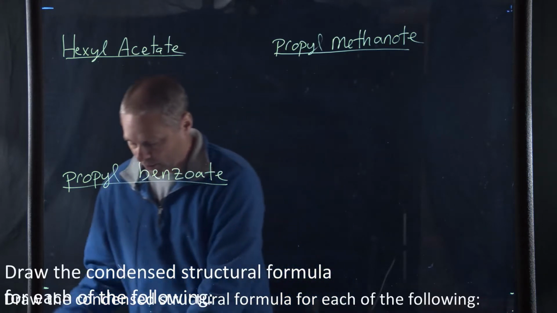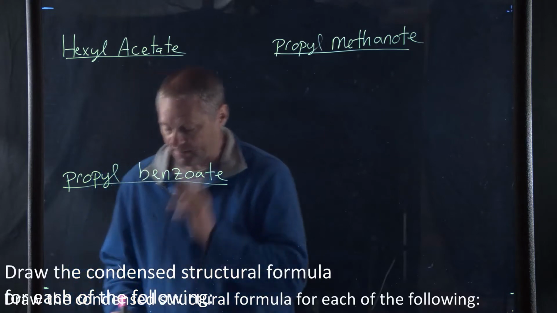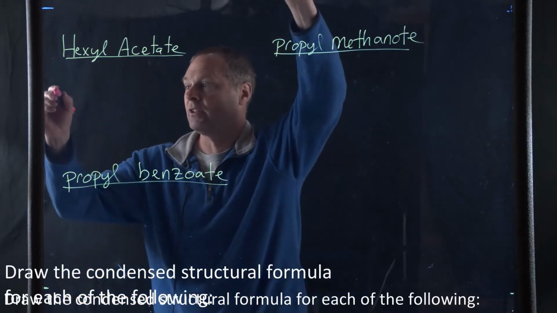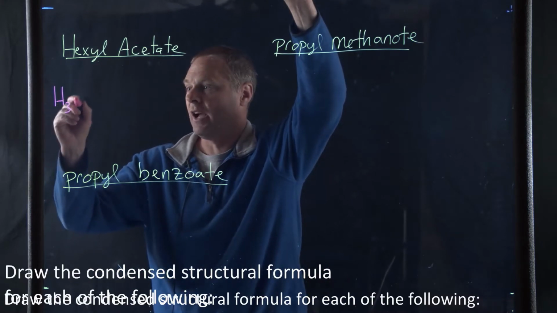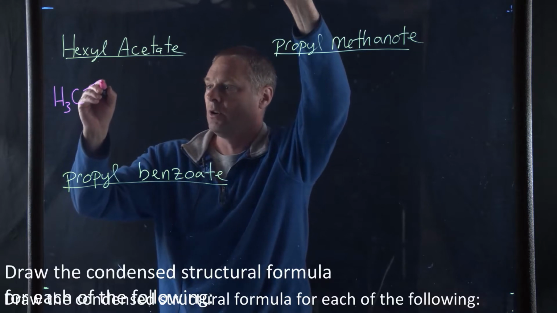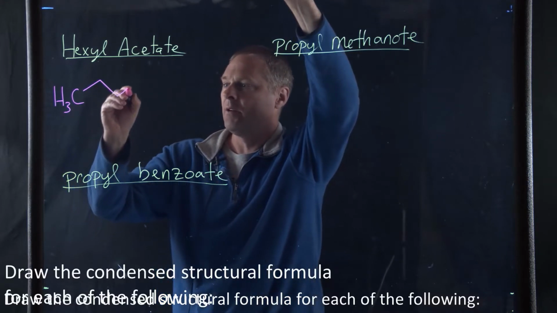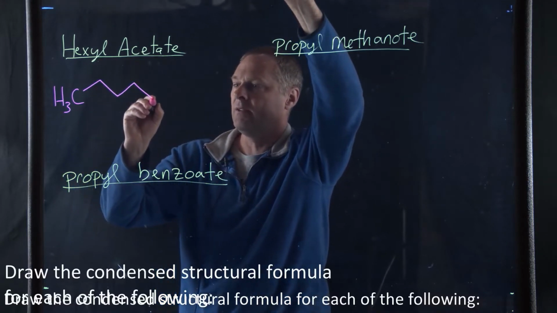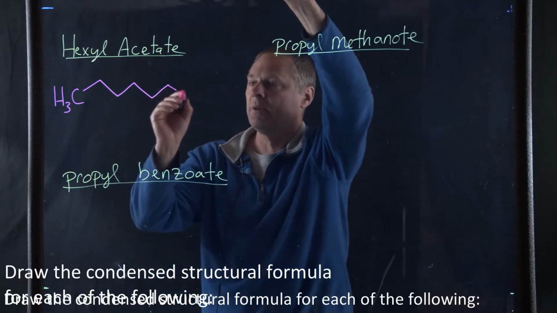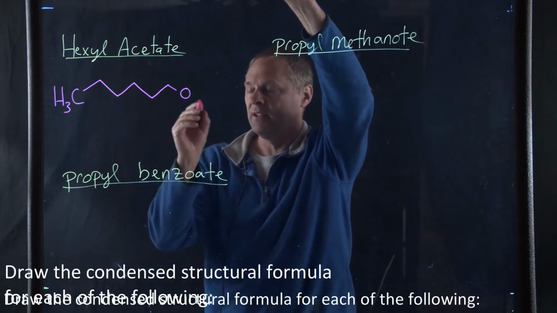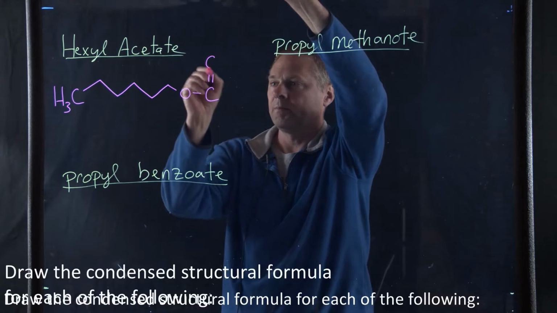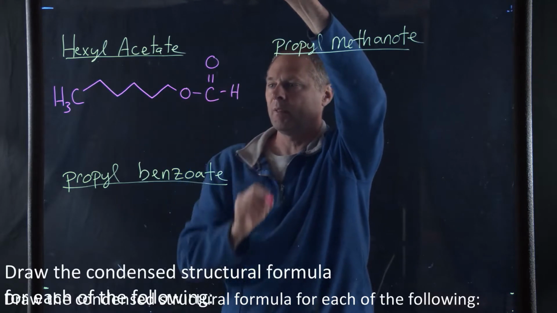So the first one is going to be hexyl acetate. Hexyl means that there's going to be 6 carbons. So we're going to start out with drawing our 6 carbons. There's the hydrogen that's going to start it off. There's the first carbon, there's 2, 3, 4, 5, and now there's the 6th carbon. And coming off that carbon is going to be now our acetate group, as such.